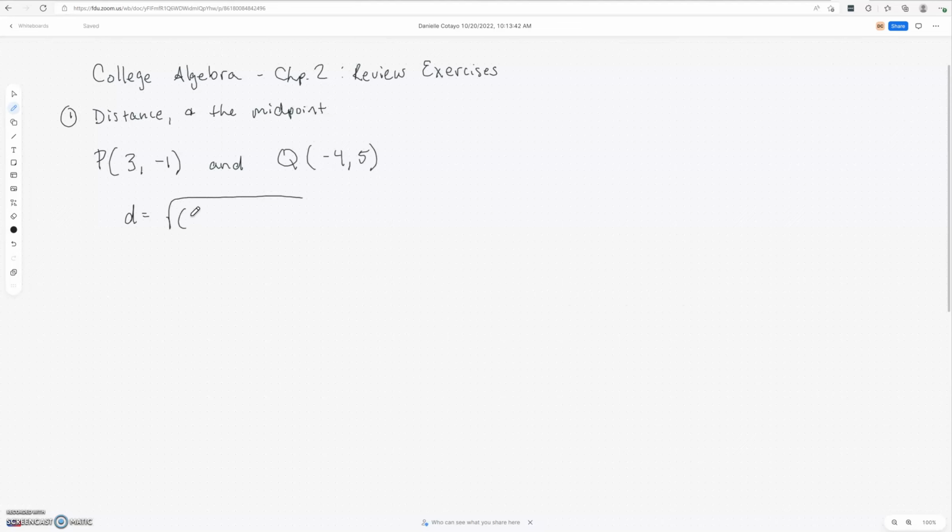Okay, so our distance formula is the square root of (x2 minus x1) squared plus (y2 minus y1) squared. Okay, now it's kind of a little complicated to try to remember, but you're taking the difference between your x's and squaring them, and the difference between your y's and squaring that, and then adding those together.